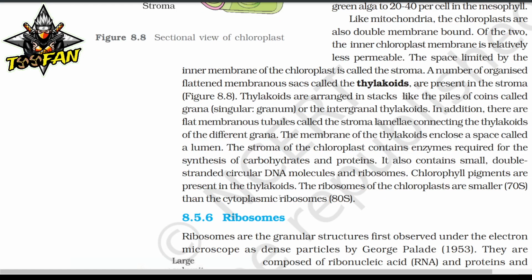The membrane of the thylakoid encloses a space called the lumen. The stroma of the chloroplast contains enzymes required for the synthesis of carbohydrates and proteins. It also contains small double-stranded circular DNA molecules and ribosomes. Chlorophyll pigments are present in the thylakoids. The ribosomes of the chloroplast are smaller (70S) than the cytoplasmic ribosomes (80S).